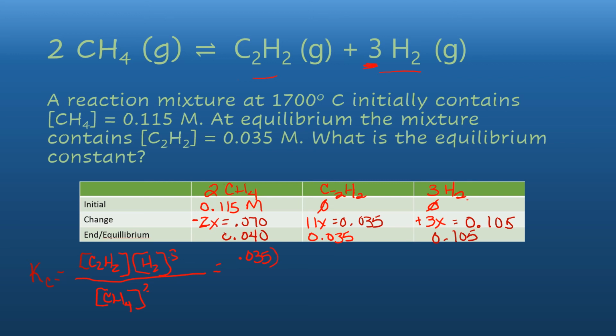So now if we plug these numbers in, we wind up with 0.035 times 0.105 cubed, divided by 0.040 squared, which when it's plugged into the calculator is 0.020. And remember, there are no units on our equilibrium constants.